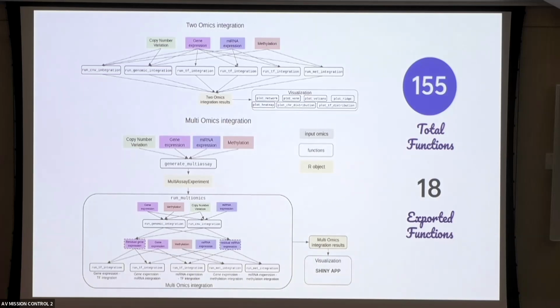And we provide both two-omics integration, for example, if the user is interested in performing an integration between gene expression and copy number variations, and multi-omics integration, where you can provide all the omics and the package will automatically detect the omics that you provided and perform all the possible integrations.